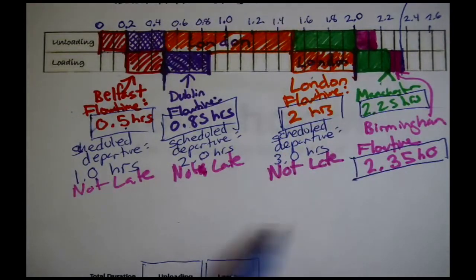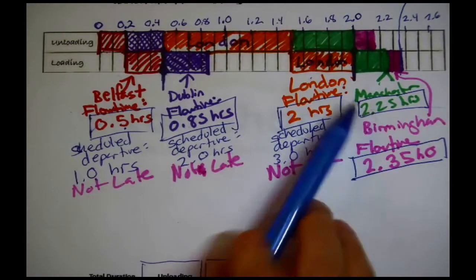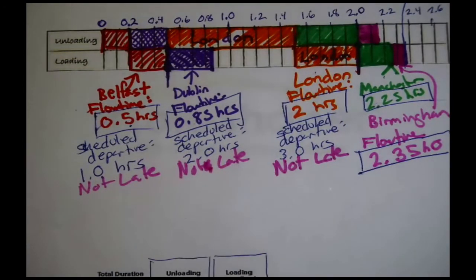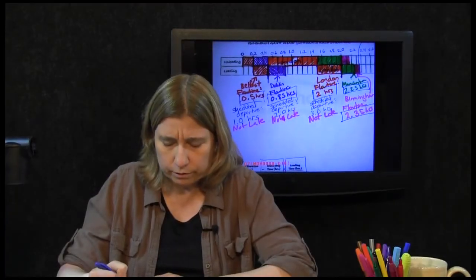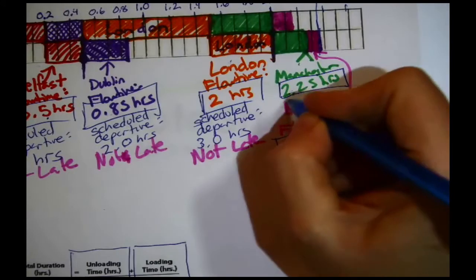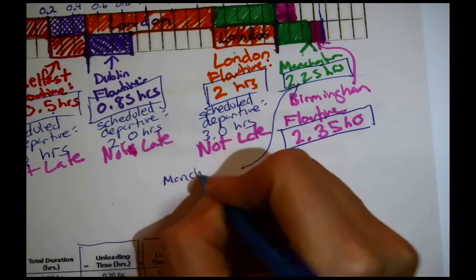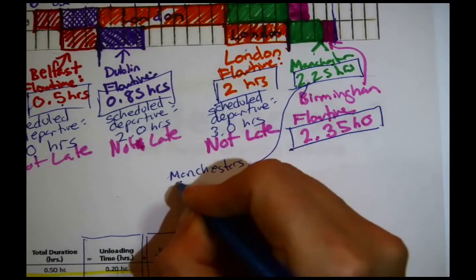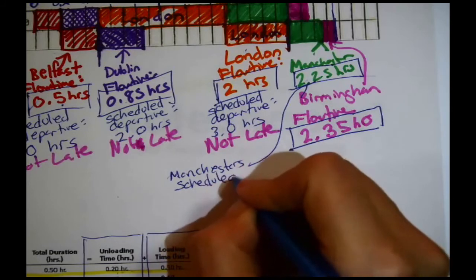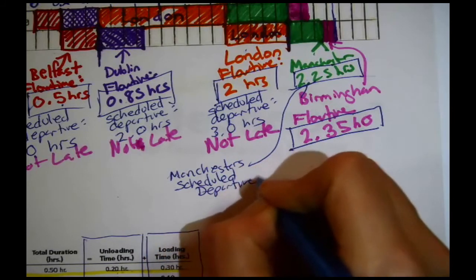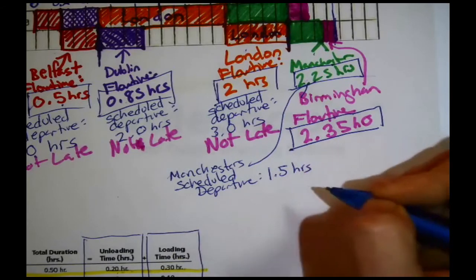Now, Manchester. I've got to look up what the scheduled departure time was for Manchester. In my notes, it's jotted down as 1.5 hours from now. Okay, Manchester might be problematic. Scheduled departure, this is just a fact: we were planning on 1.5 hours from now.